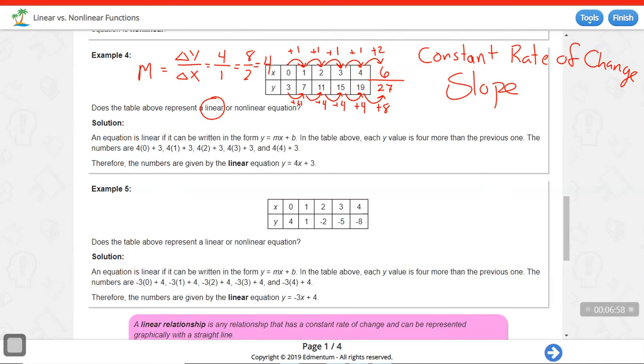Let's take a look at the next one. So why don't you pause now and try and figure out the same way I did, if it's linear or nonlinear. All right, coming back in. If you did pause and you noticed the bolded answer down there, you might have been given away a little bit.